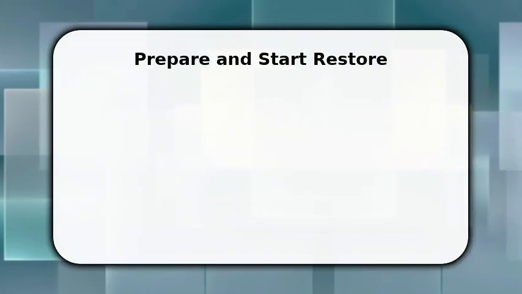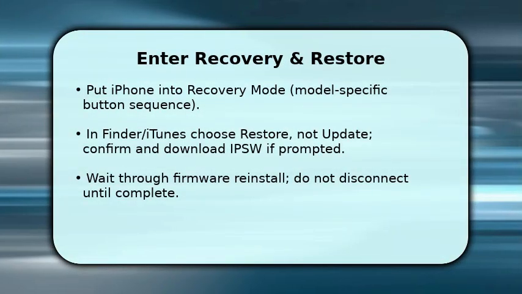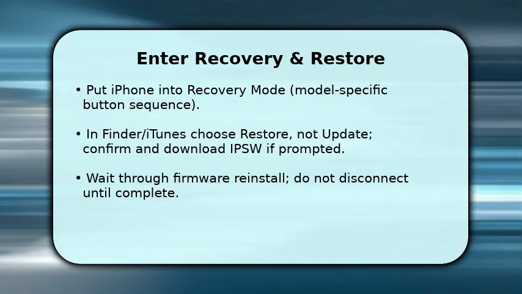Once done, plug your iPhone into a Mac or PC with the latest iTunes or Finder available, and make sure your computer trusts the device so the restore can proceed cleanly. Next, you put the phone into recovery mode using the model-specific button sequence. This prepares the device to accept a non-beta firmware.